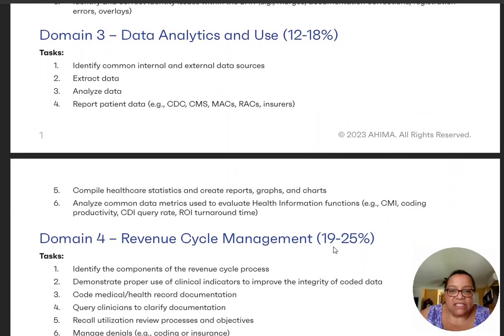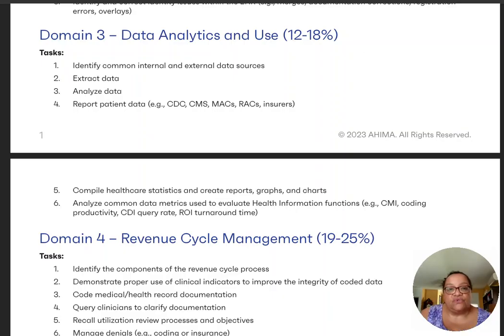Next one is data analytics and use. Again, you can have a number of questions from 12 to 18%. So if we're talking about 12%, that's 18 questions. And if it's 18%, it's 27. So 12 to 27, potentially. You could have 12 questions, you could have 14 questions. But you won't know. They're not going to be labeled. But at the end of the day, when someone looks behind the scenes at your exam, they will verify that you received the right amount of questions within these ranges.